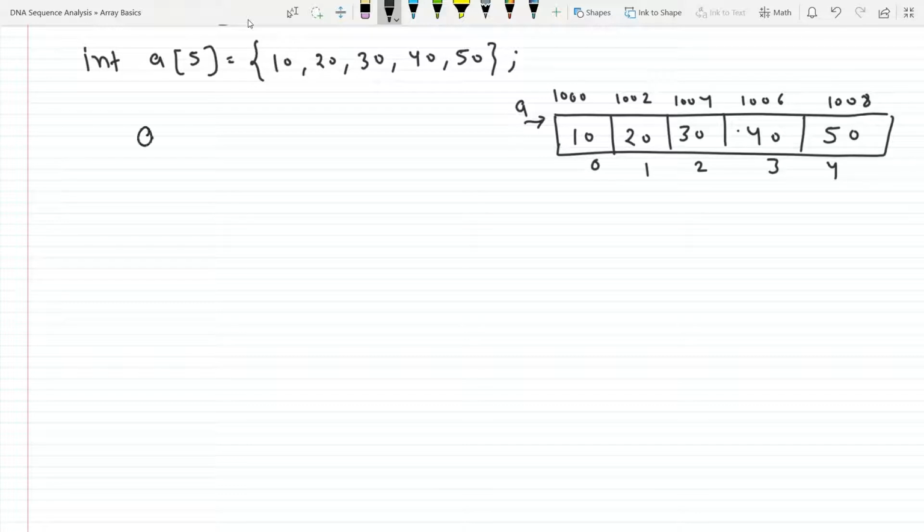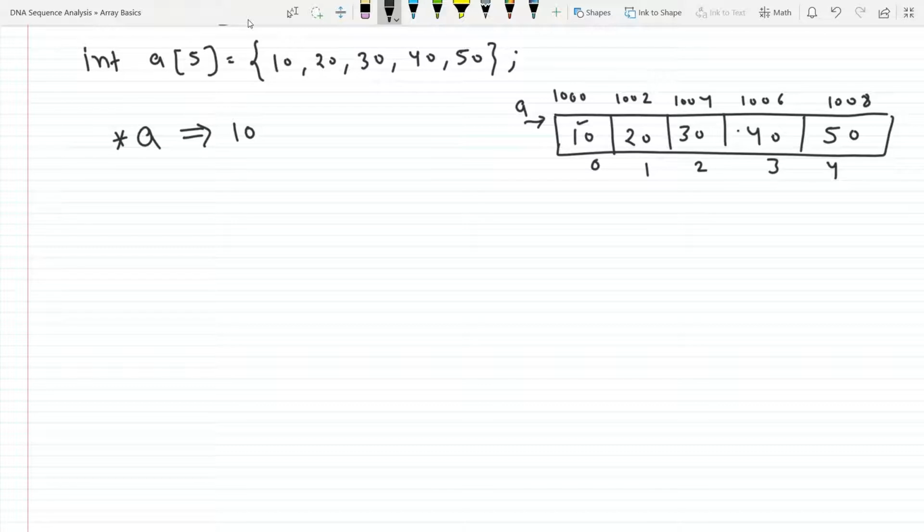Currently I told you that if you print a, what will this give you? This is not a normal variable, it is an array. So array name indicates what? Its base address. So what is the a? A is 1000 in our case. Okay, and if you put a star before that, what is this operator? This is value at 1000. So this will give you what? This will give you 10, because what is the value at the 1000th location?